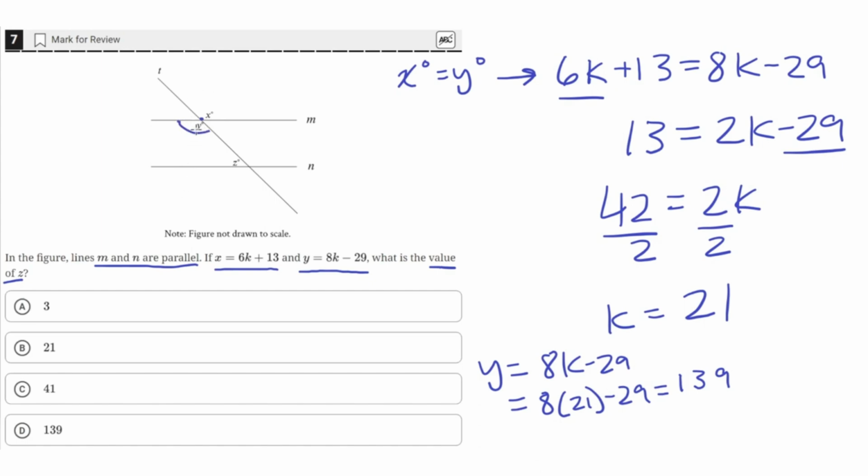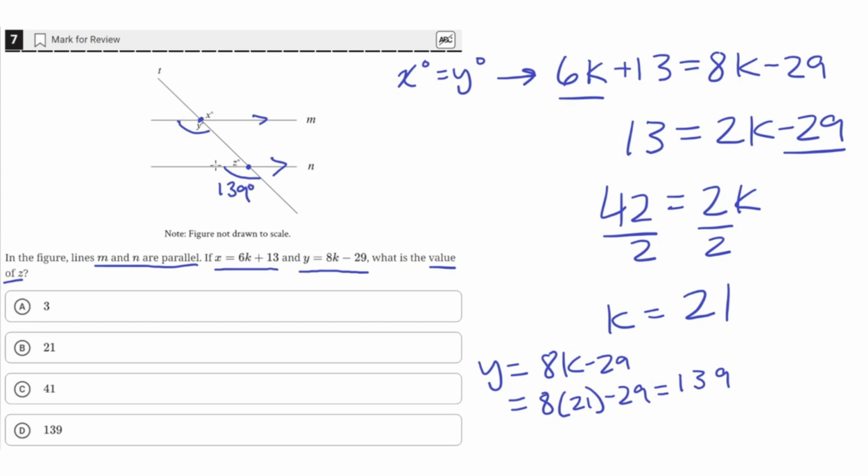And since we know the value of y, we can actually find the value of z. Because this is two parallel lines that are being intersected by this transversal, we know that corresponding angles are equivalent. So if we move this intersection point down here, we'll see that y corresponds to this angle right here. So that means this angle is 139 degrees as well.